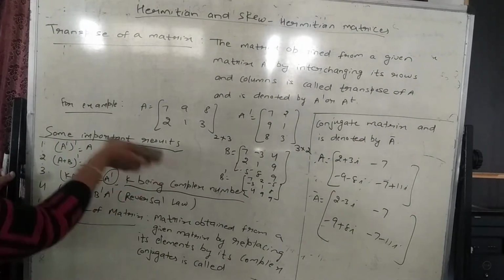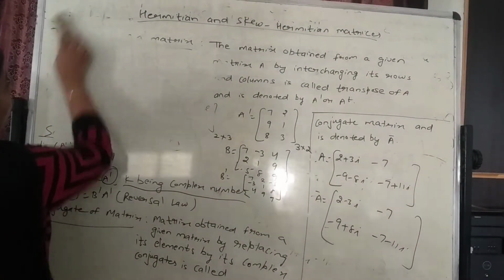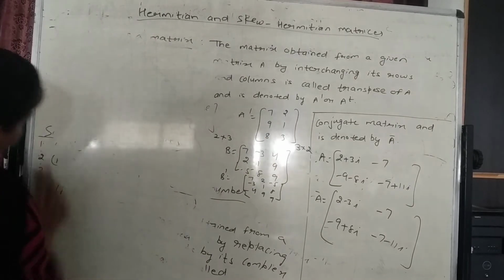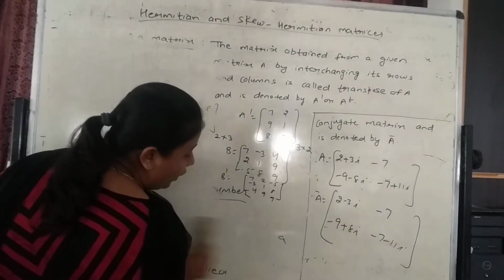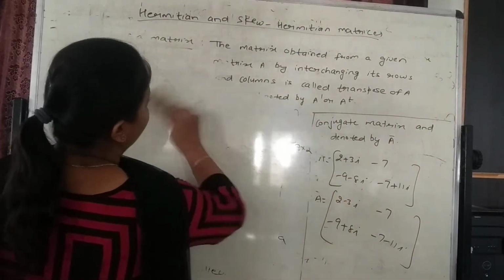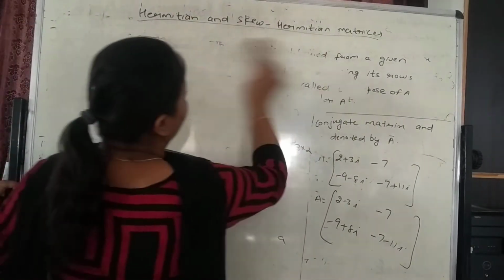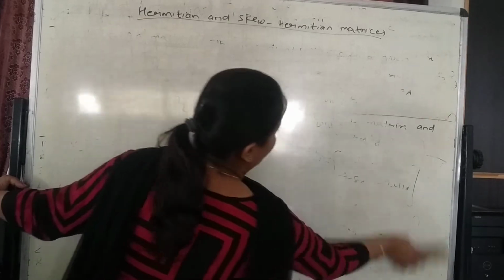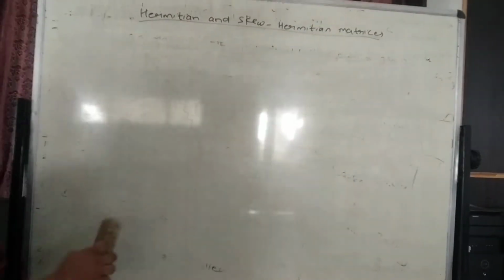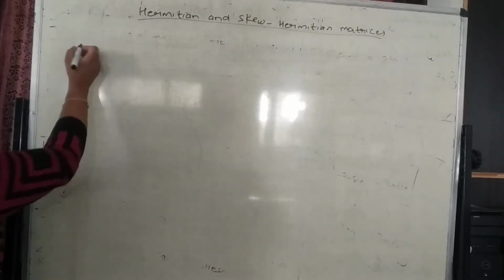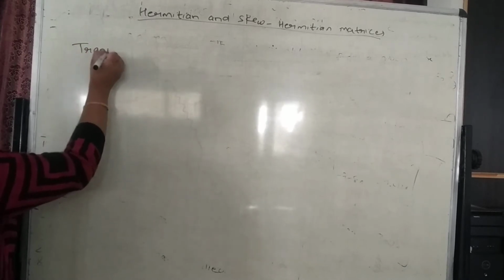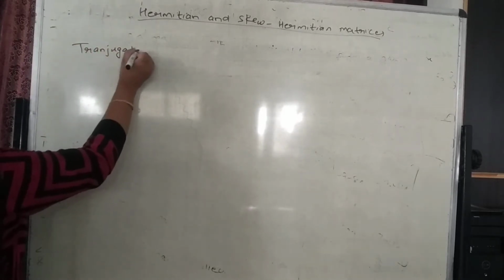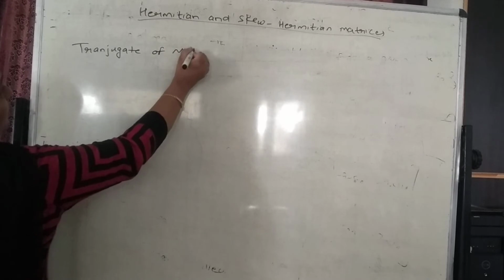Now we will discuss the definition of the conjugate transpose of a matrix. For the study of the definition of the Hermitian and skew Hermitian matrices, firstly we have to study the definition of the transpose of a matrix, its conjugate, and the conjugate transpose of a matrix. Now what is the conjugate transpose of a matrix?